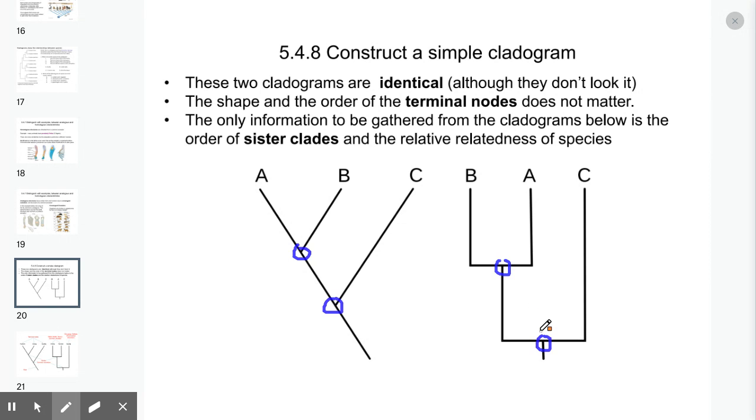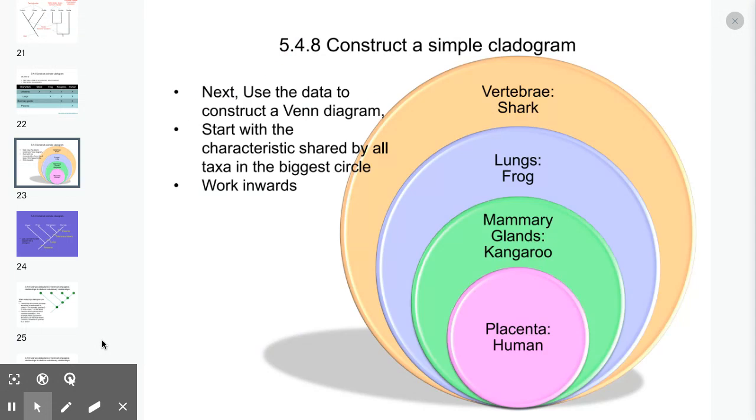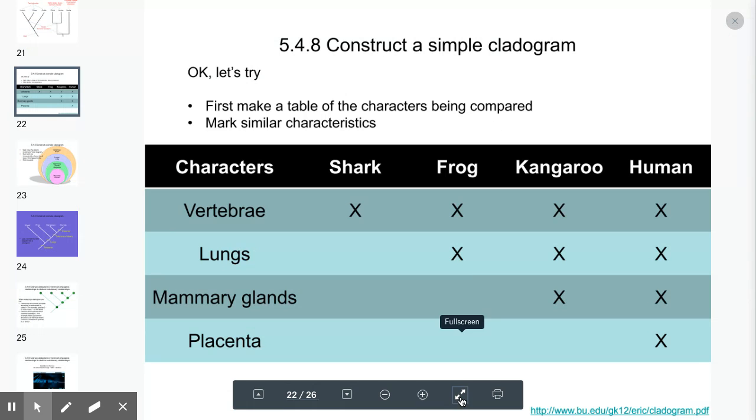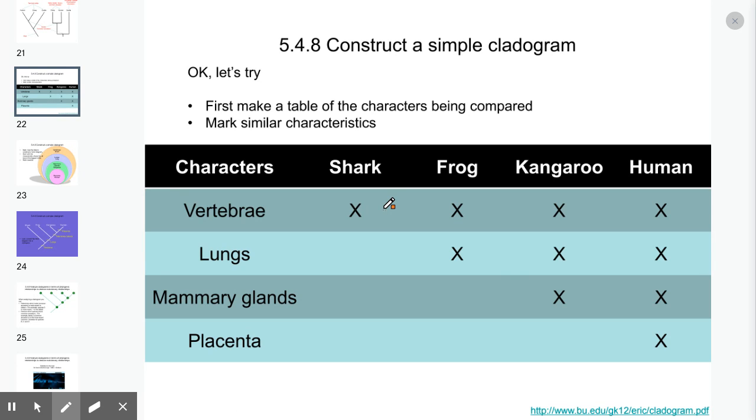And now we're going to talk a little bit about how to make one of these based on information that they give you. So let's go to a slide. This is a typical table they'll give you and ask you to construct your cladogram. So the way I do it is I pick the organism that has the least amount of characteristics. All right. So we have 4 different organisms, right? We have a shark, we have a frog, we have a kangaroo, and we have a human.